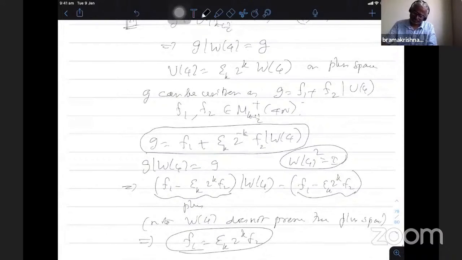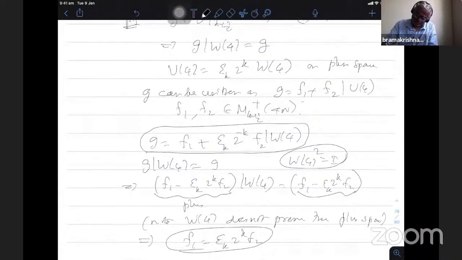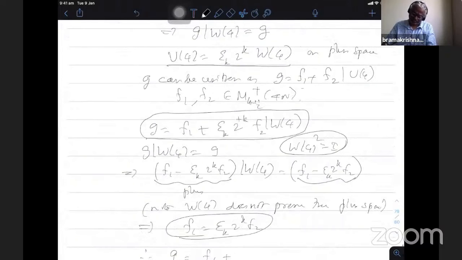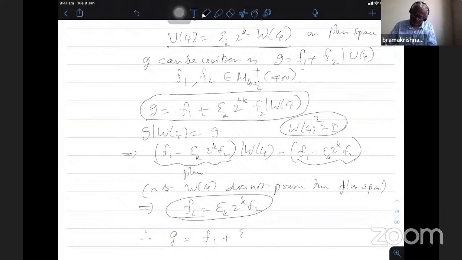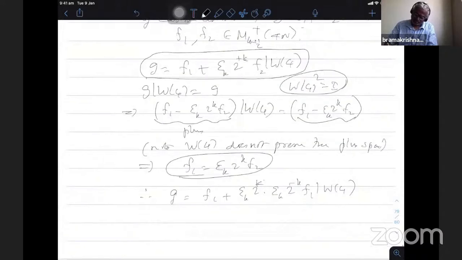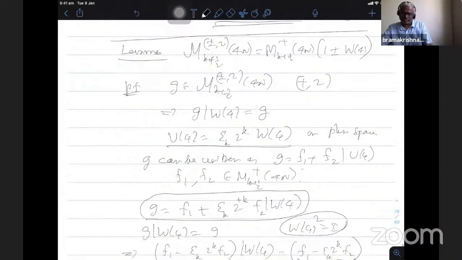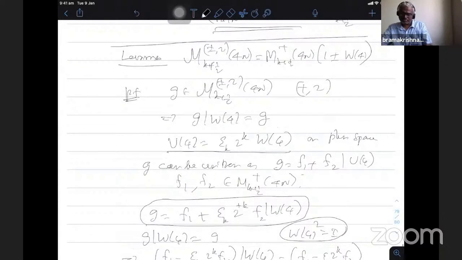U4 is, yeah, U4 is 2^k. This is plus, okay, so that is plus. That is a mistake, because I wrote here a minus. Now when I put W4, it is nothing but epsilon_k 2^k F, so epsilon_k is there, 2^k. Here epsilon_k 2^{-k} F1 bar W4, so this cancels out. Therefore, this is equal to F1 plus F1 bar W4. So you started with any G in the plus eigenspace of W4. Then we could write that as a function belonging to the plus space and the plus F bar U W4.